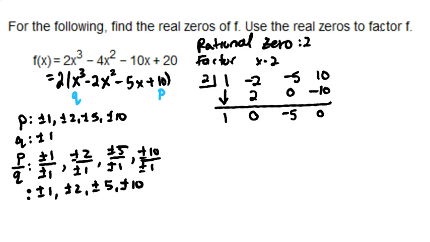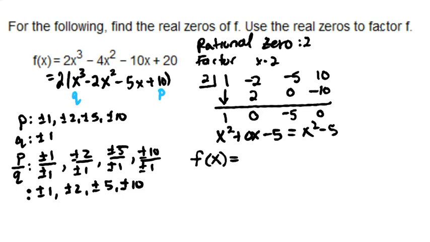Now, since we reduced our polynomial by a linear factor, we can now write down the reduced polynomial. So a cubic reduced by a linear will become a squared. So we have x squared plus 0x minus 5, which is the same thing as x squared minus 5. So I can rewrite my polynomial.